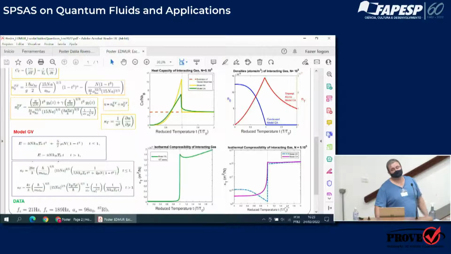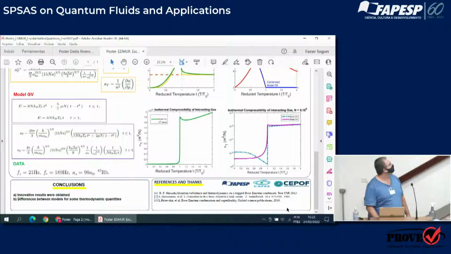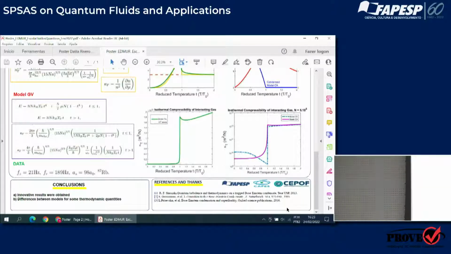E esses resultados foram todos obtidos para o gás interagente, que é o gás que se encontra no laboratório. Bem, é isso. E aí nós podemos agora ir para as perguntas.